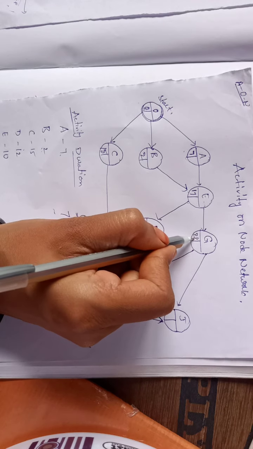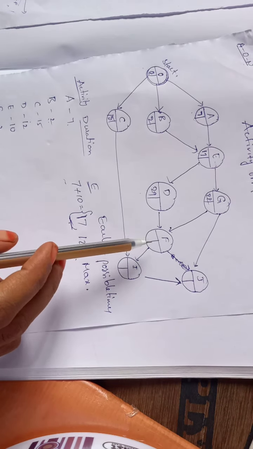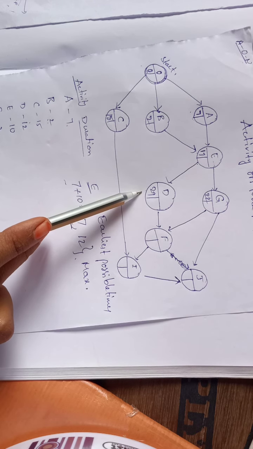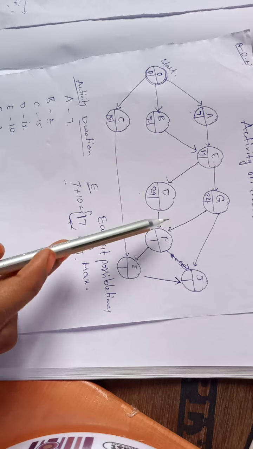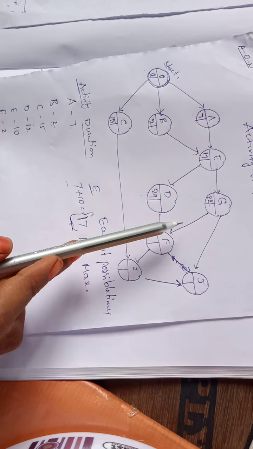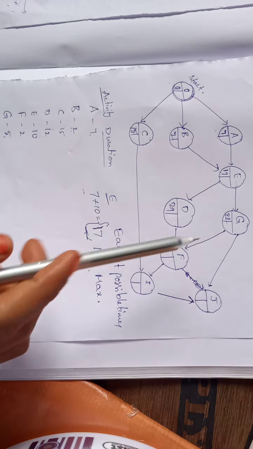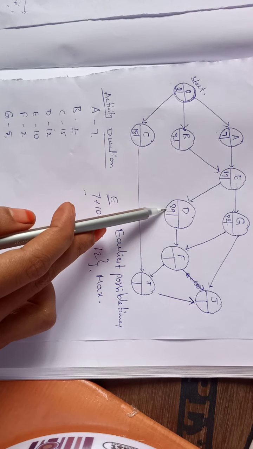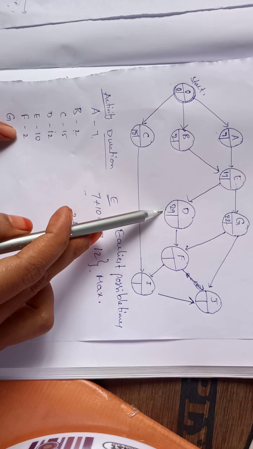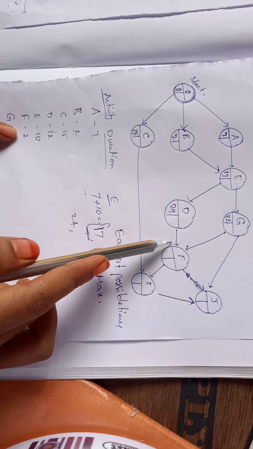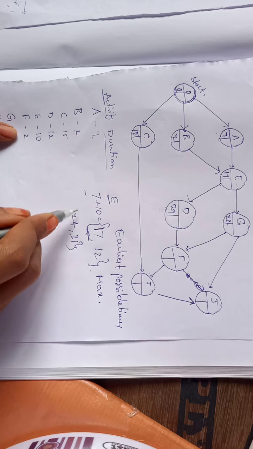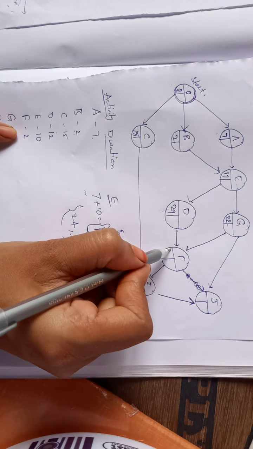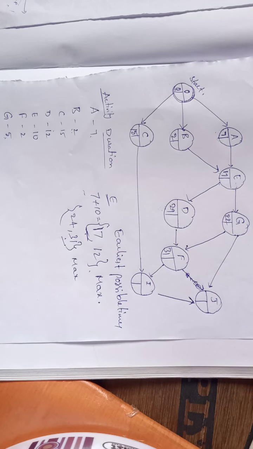So it is 22. And next, for the activity F, again we will be having 2 arrows coming towards F. So 22 plus the activity F duration, which is 2. 22 plus 2 is 24. And also 29 plus 2, where 2 is the duration of F. 29 plus 2 is 31. So the maximum of these two is 31. I am taking 31 for F as the earliest starting time.